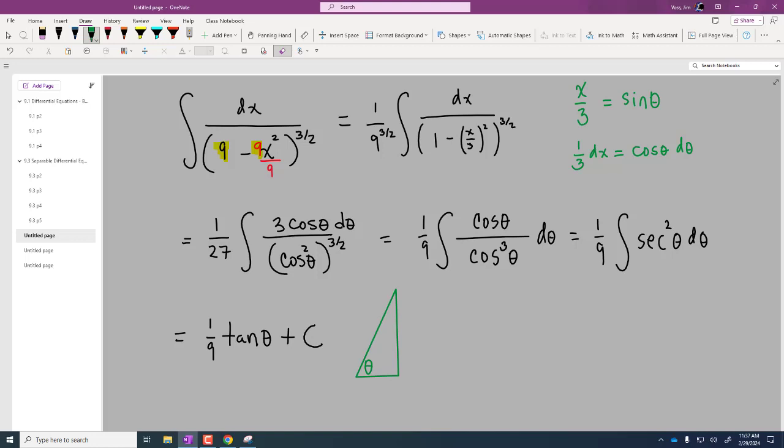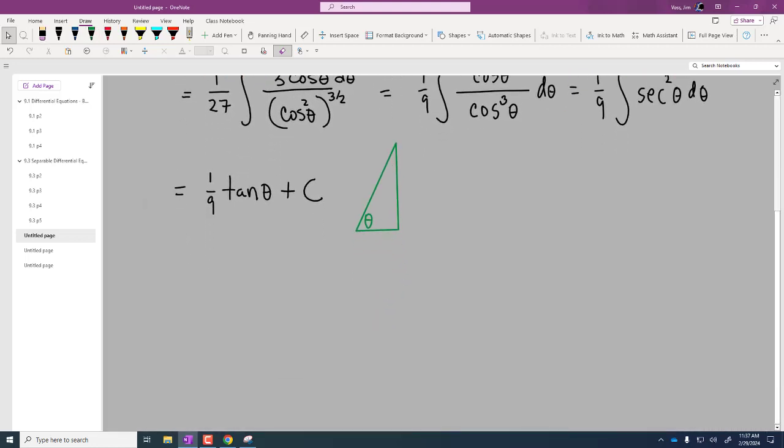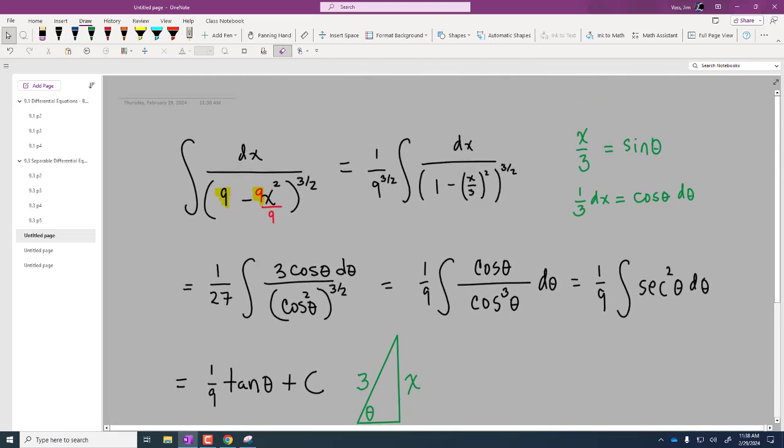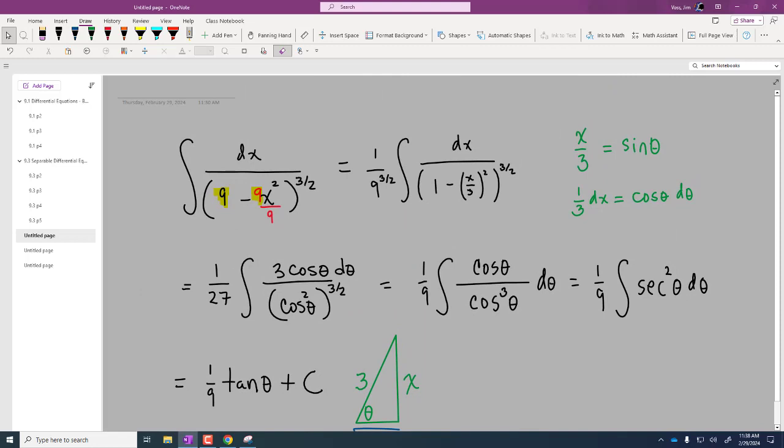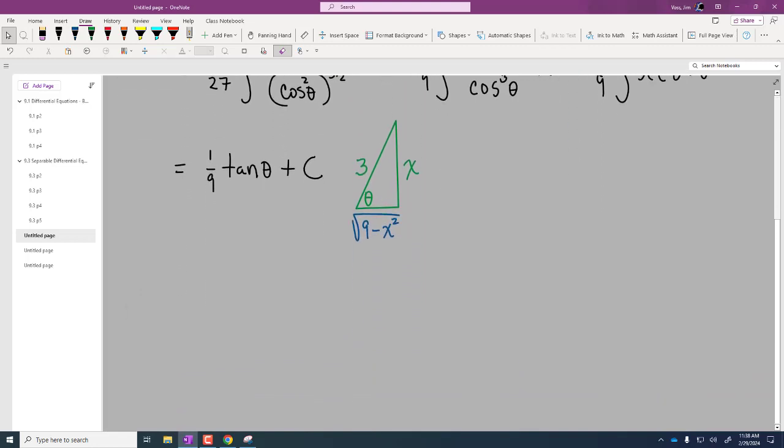We look at our substitution step. Sine of theta is x over 3. Sine of theta is opposite over hypotenuse, x over 3. That is going to then give us a visual representation of how x and theta are related. And we can find the missing side here using the Pythagorean theorem. And that missing side should always match pretty closely something that's in your original integral. So the 9 minus x squared is in there.